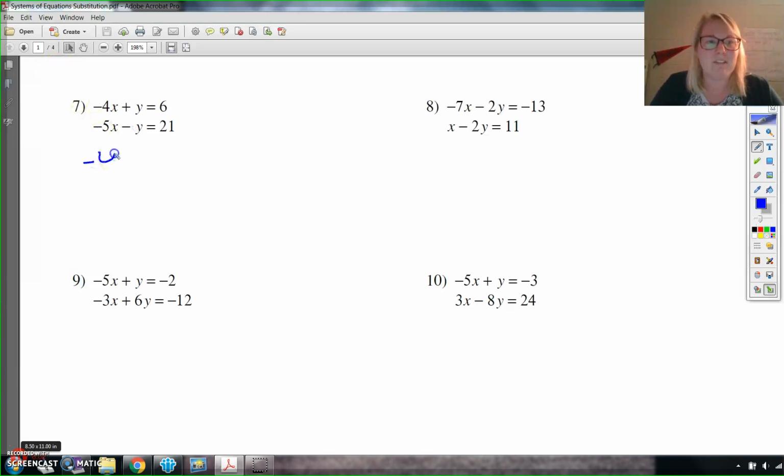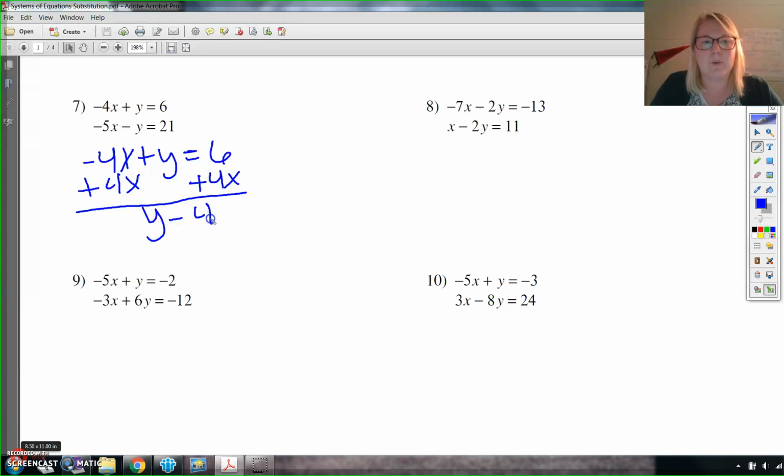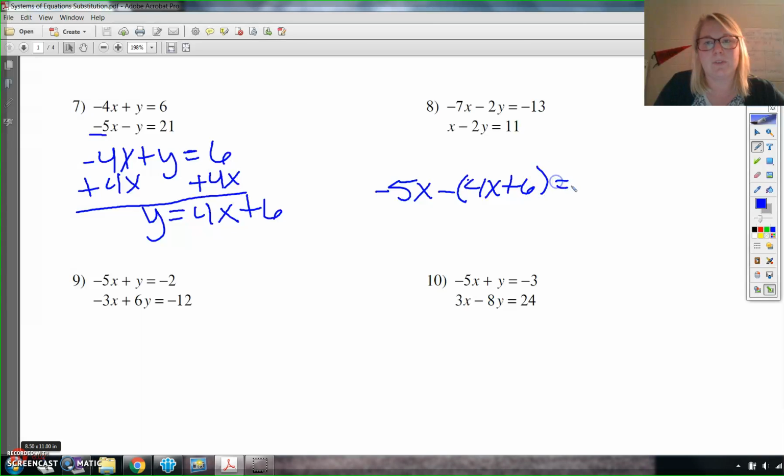So if I have negative 4x plus y equals 6, I need to solve for y, right? I want to get this all by itself, so I'm going to add 4x on both sides. Can I combine 6 and 4x? No. So I have y equals 4x plus 6. Okay? Now that I have y by itself, I can plug this 4x plus 6 into my second equation. So negative 5x minus (4x plus 6) equals 21.